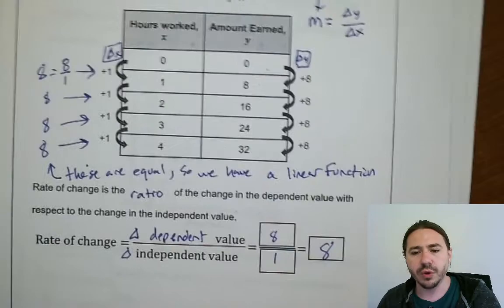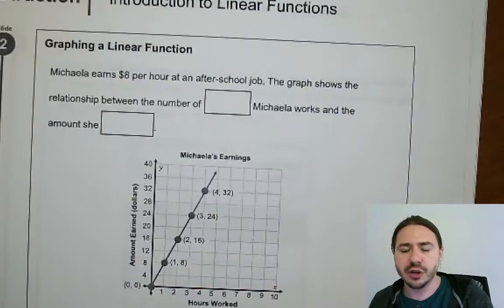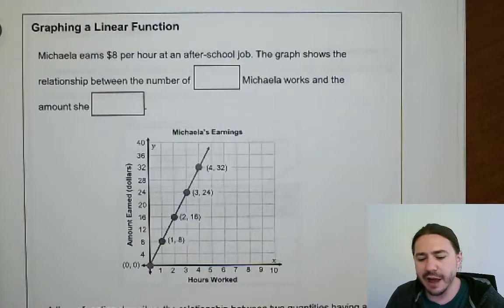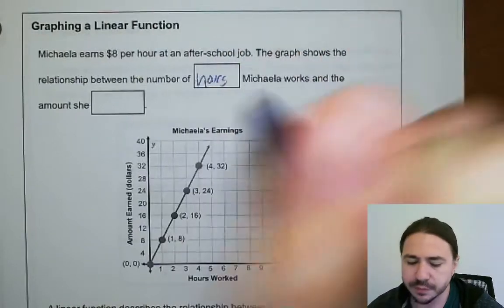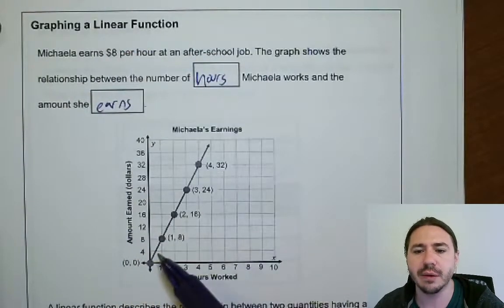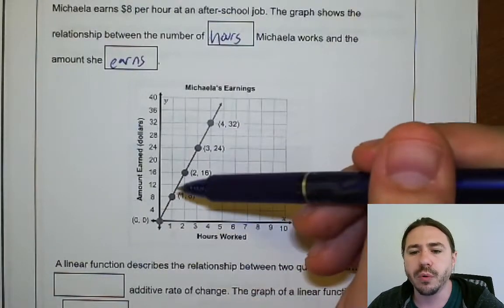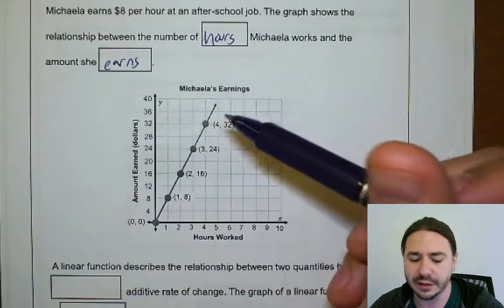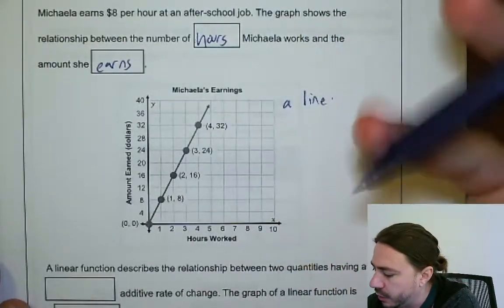Now we can also graph this to see what a linear function looks like. So we're still dealing with our good friend Michaela here. It says she earns $8 per hour at an after-school job. The graph shows the relationship between the number of hours Michaela works and the amount that she earns. Okay, so this is just a graphical representation of that same table we've been dealing with. When all of your points are lined up like this in a straight line, you know you have a linear function.